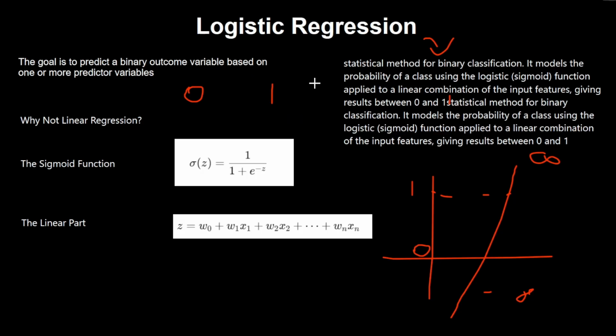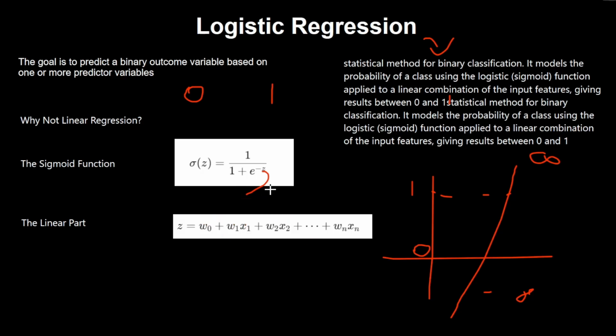So here we have the sigmoid function. What is a sigmoid function? We have 1 by 1 plus e, which is the base of the natural logarithm, to the power minus z. Here z is nothing but the linear part which we saw in linear regression, which is the multiplication of the coefficients and the features added together along with the intercept. So this is essentially the linear part which we calculated in linear regression. We use the same thing here.